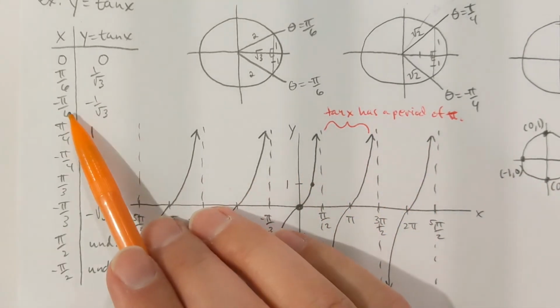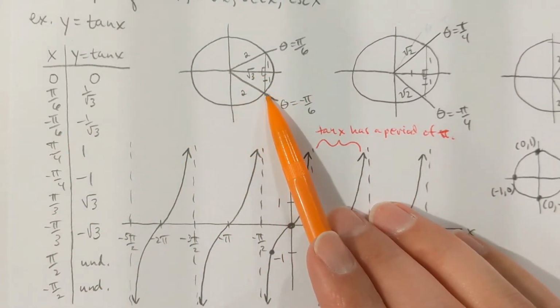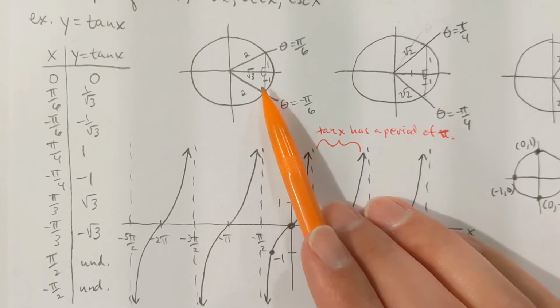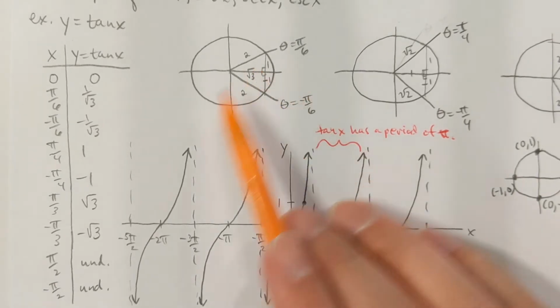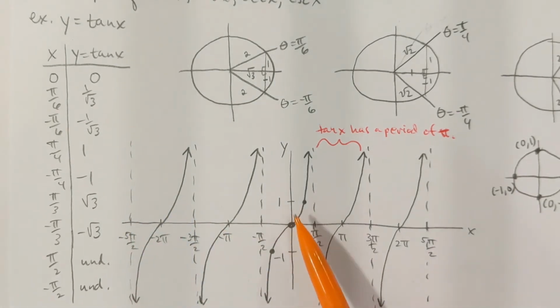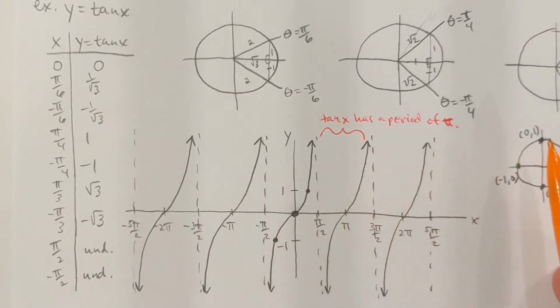And then if x is negative pi over 6, I've got a 30, 60, 90 right triangle, but it's in quadrant 4. The opposite side is negative 1. The adjacent side is still root 3. Negative 1 over root 3 would be my output. Okay, so negative pi over 6, negative 0.6 would be about right there.